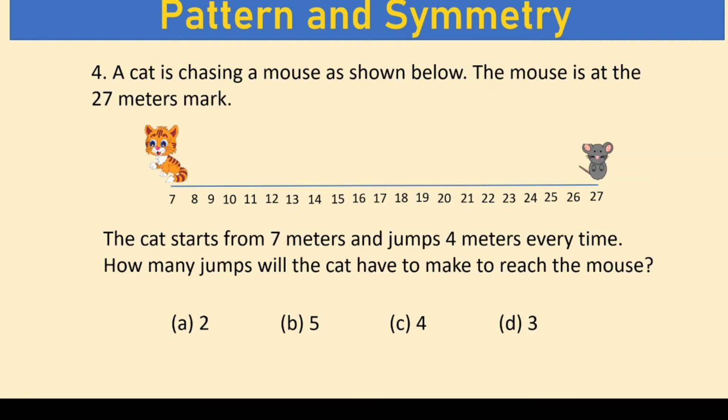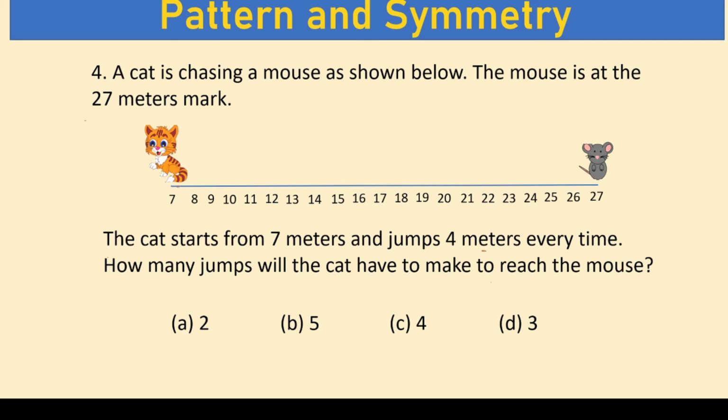Next question. A cat is chasing a mouse as shown below. The mouse is at the 27 meters mark. Here you can see this. The cat starts from 7 meters and jumps 4 meters every time. How many jumps will the cat have to make to reach the mouse?